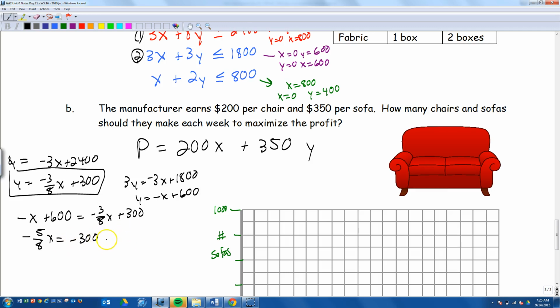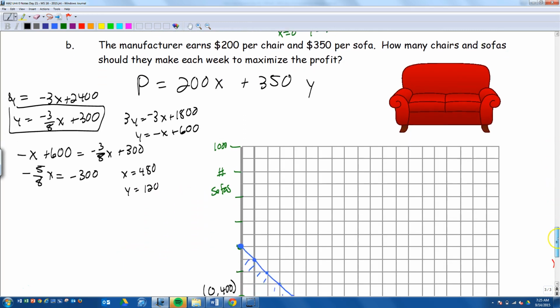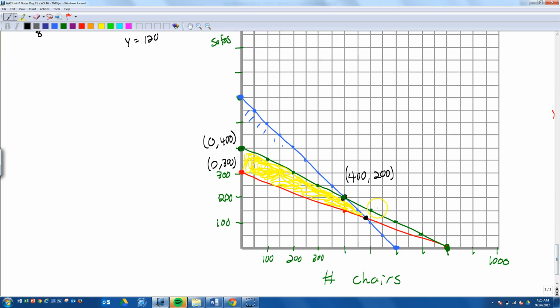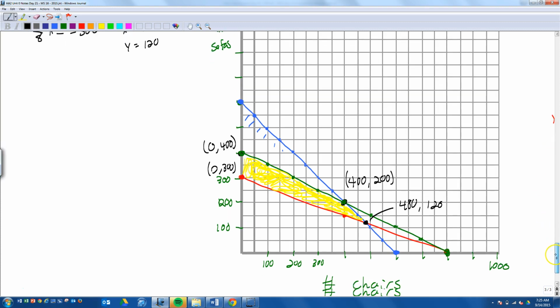when you solve this equation, you get x is equal to 480. And then when you plug that back in, you get y is equal to 120. So that point down here is where those two lines intersect. This point right here is 480, 120. And now all we have to do is find out where they would maximize their profit. So we can test each point. So I'm going to do that right now.